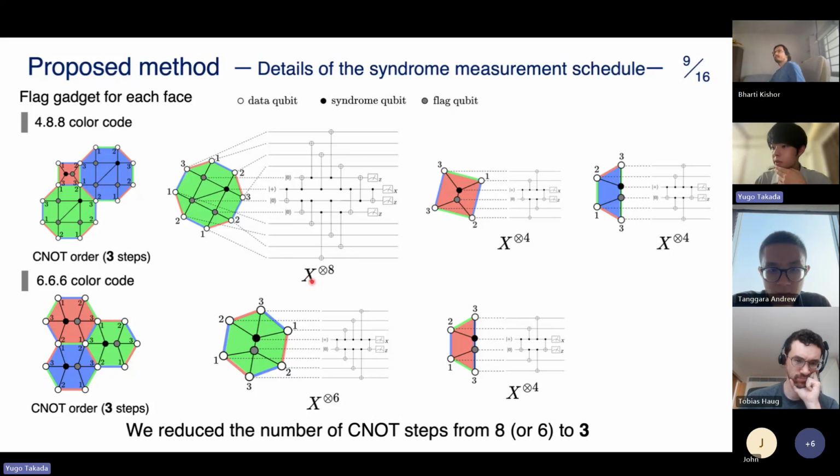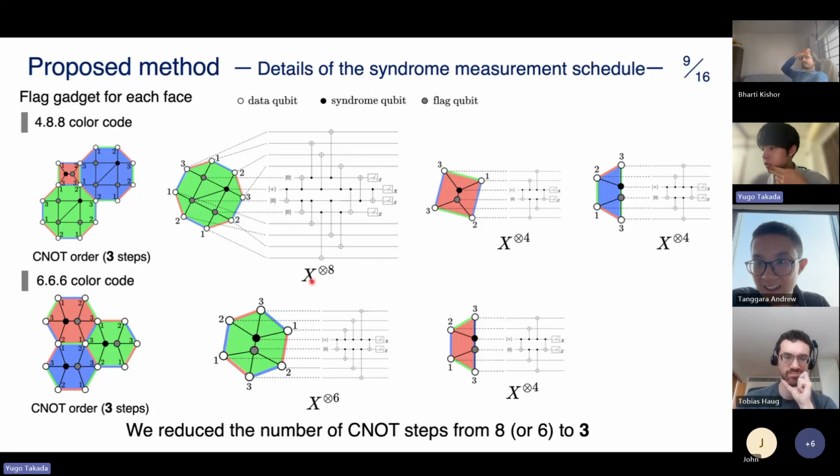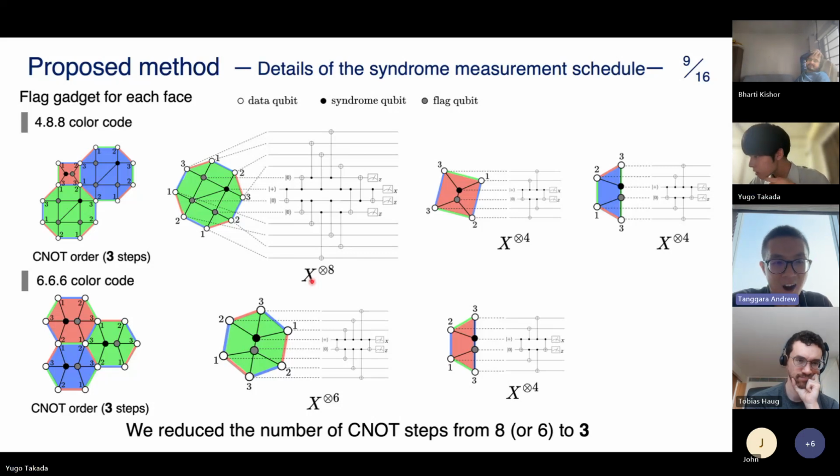I found the paper that I mentioned. The title is Topological and Subsystem Codes on Low Degree Graphs with Flag Qubits. Awesome, thanks very much. In 2020. Thanks. Yeah, thank you.